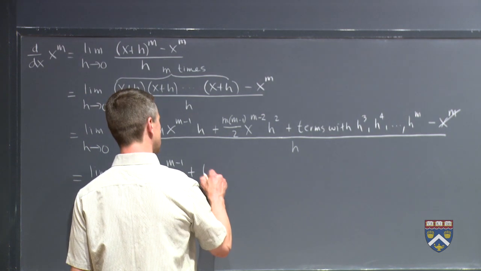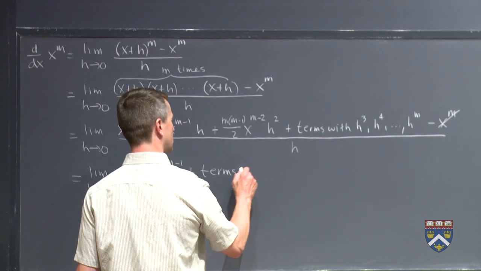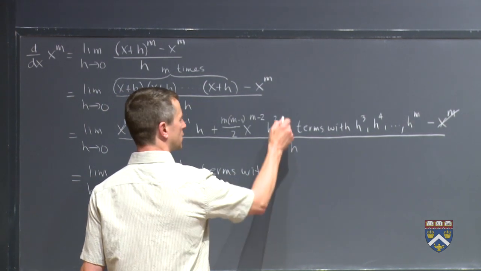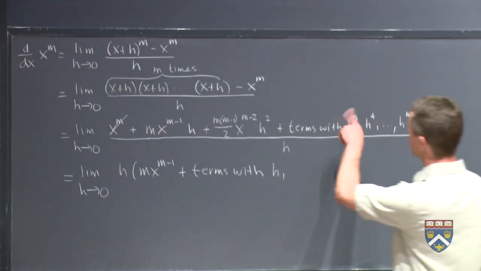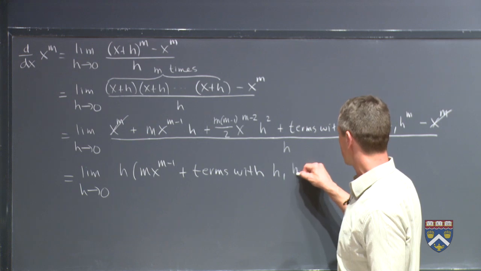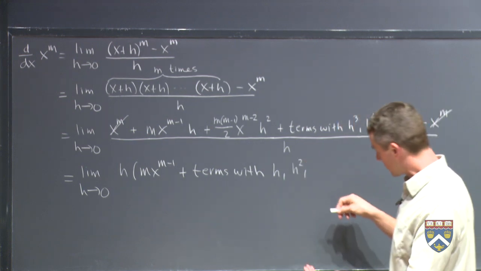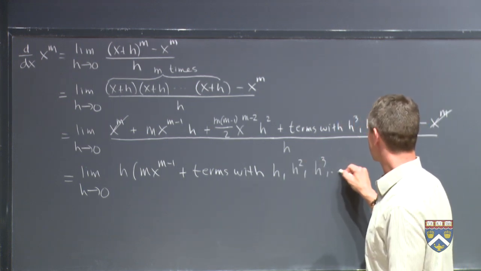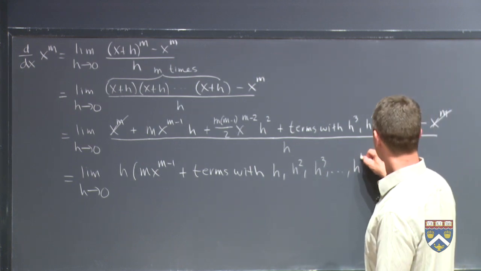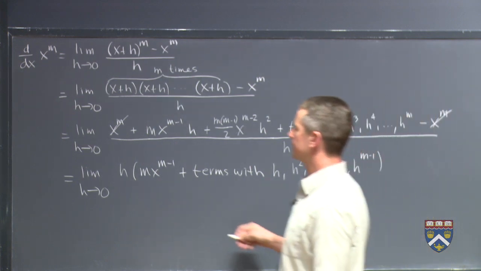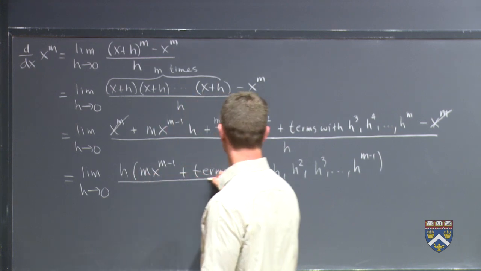So it's going to be this plus terms with what? This term that used to have an h squared now has an h. This term that used to have an h cubed now has an h squared. This term that used to have h to the fourth now has h cubed, dot, dot, dot. And finally, this term that used to have an h to the m now has h to the what? It should have h to the m minus 1. And this is all over h.